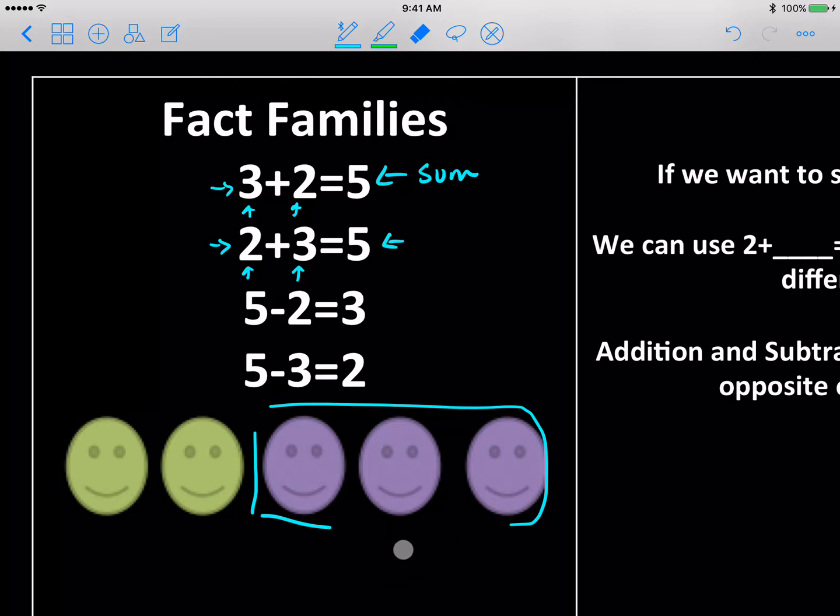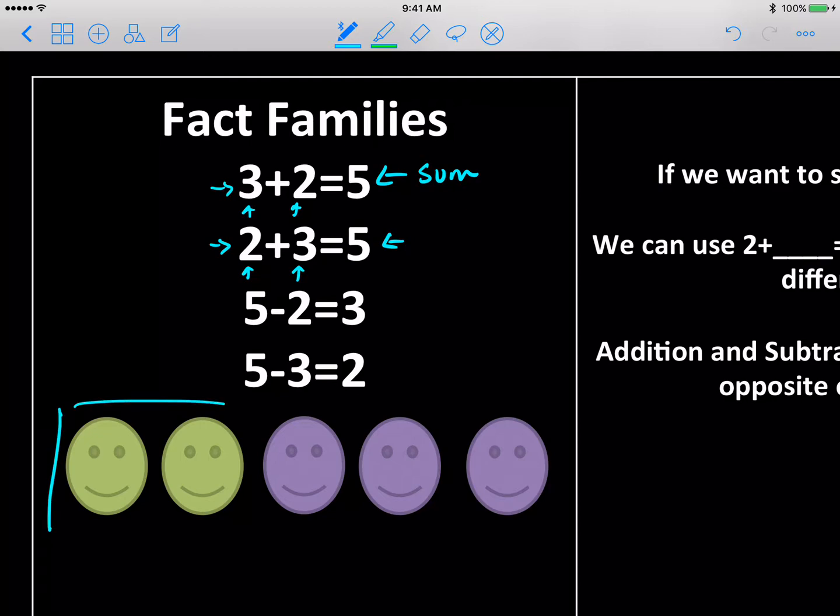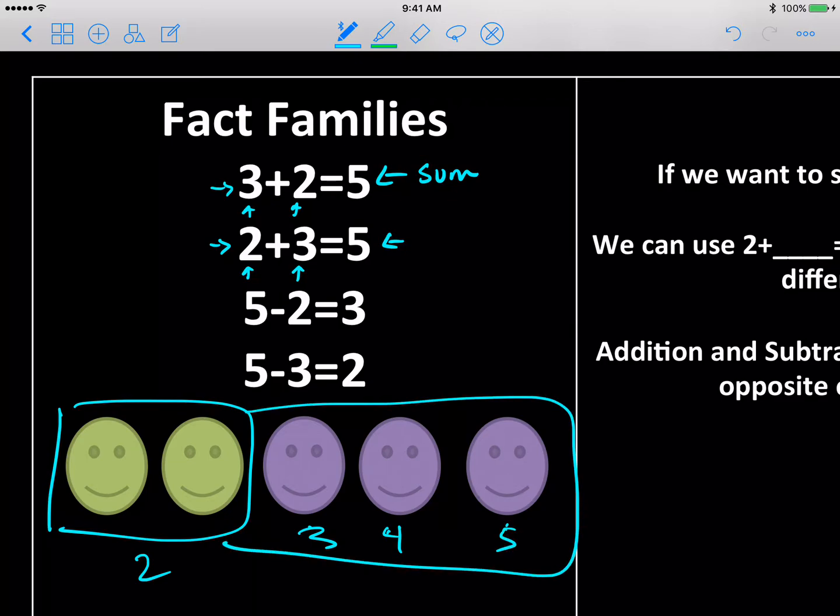And let me show you how to do that. We did 3 plus 2 first, which is equal to 5. And this time we'll do 2 plus 3 more. So 2, I'm going to count on 3: 3, 4, 5. That's still equal to 5, to get a total of 5 here.